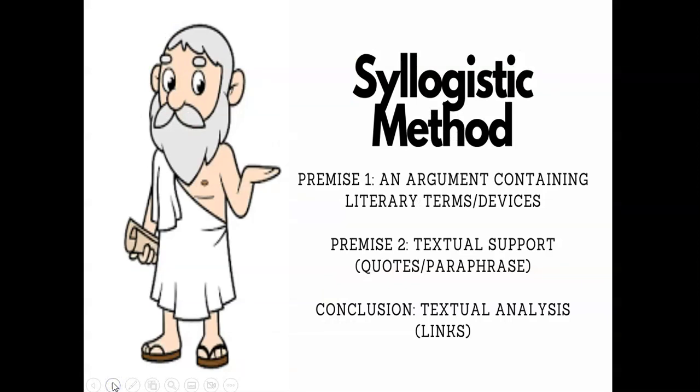So the first premise is going to be an argument containing the terms and or devices. The second premise is the textual support, and it's where we teeter-totter balance the quoting and the paraphrasing. And the conclusion of the body paragraph, so not the conclusion of the essay, but the conclusion of the body paragraph, is where the textual analysis is housed.